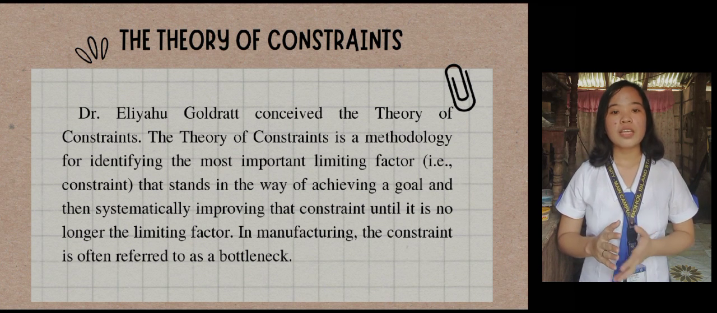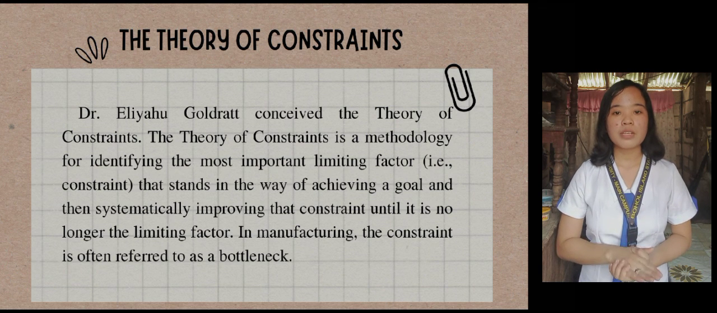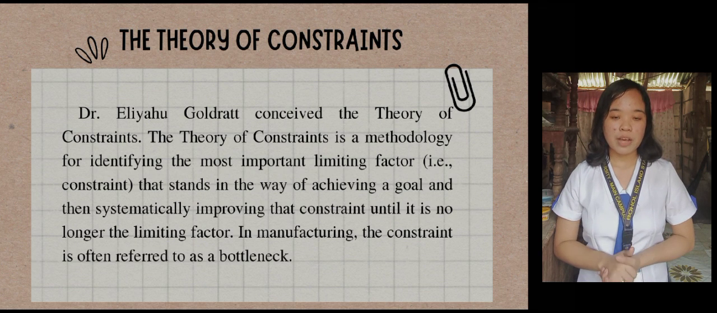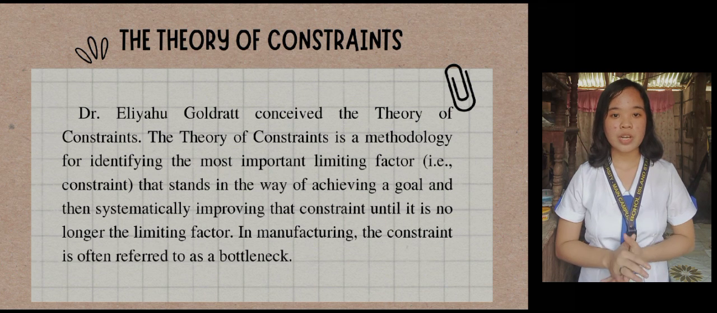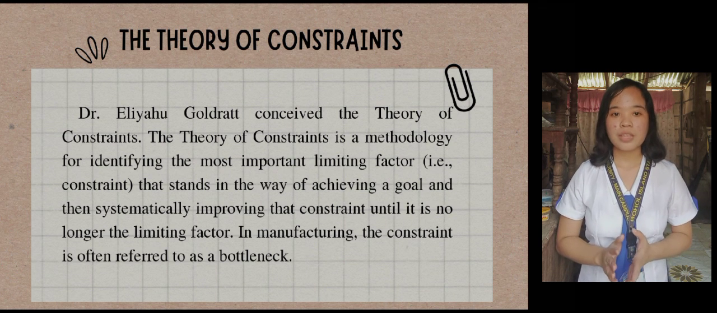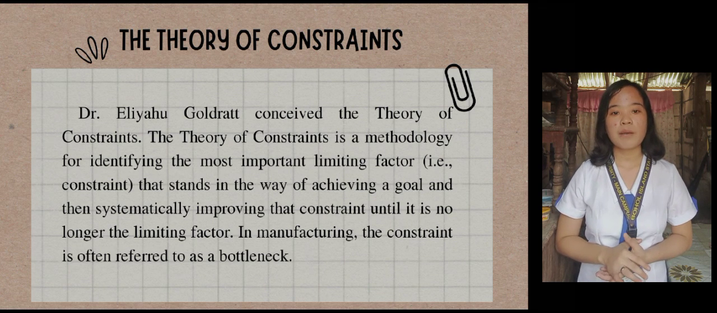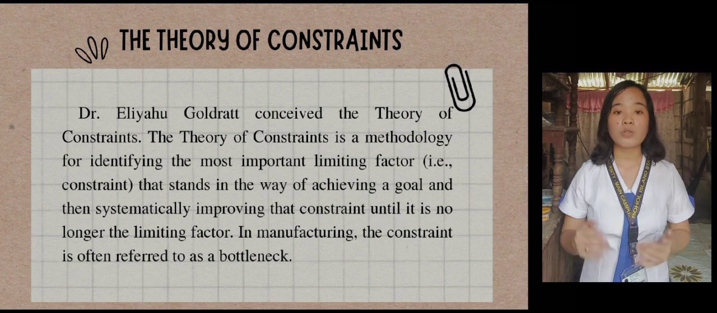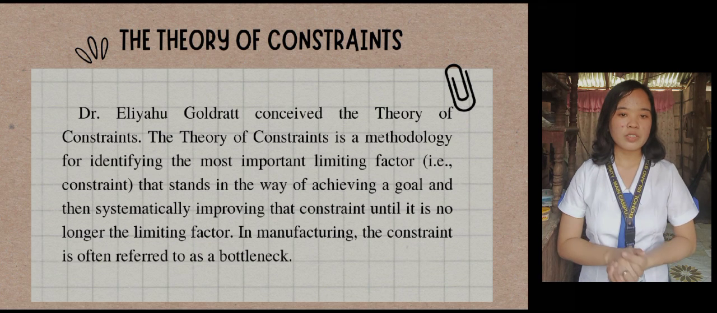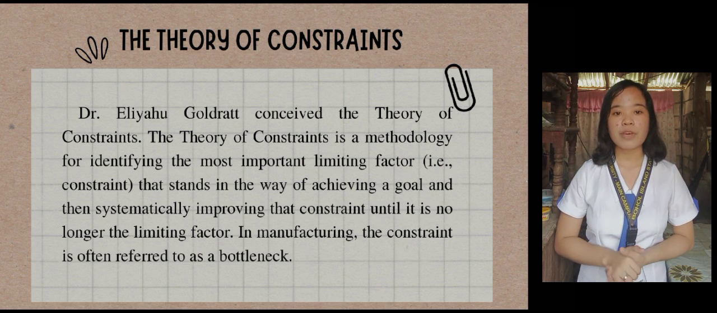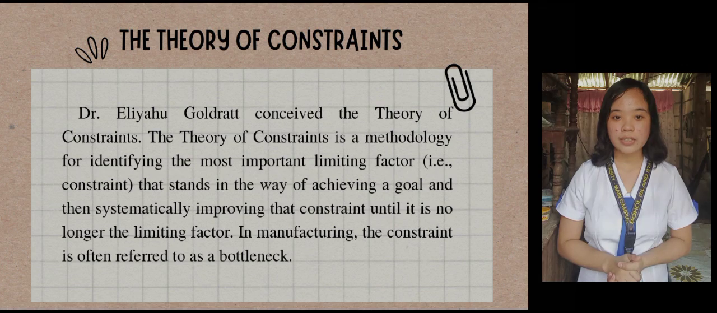It says that even if he or she makes the machines run faster, the worker is only capable of painting so fast. That means that in order to increase production output, more paint workers have to be added, or parts of the painting process need to be automated. In manufacturing, the constraint is often referred to as bottleneck.